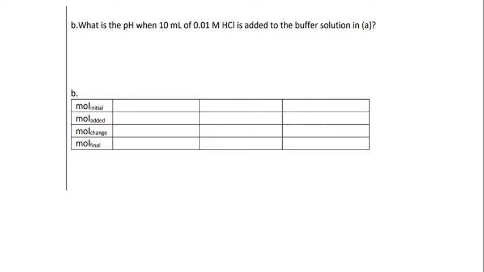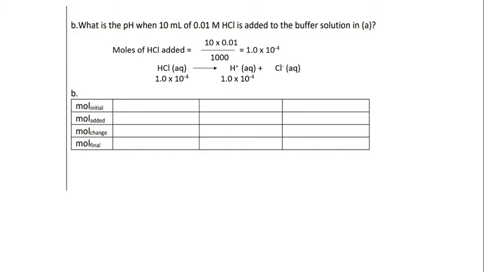Question B, what is the pH when 10 ml of 0.01 molar HCl is added to the buffer solution in A? To solve this question, we must first know how many moles of HCl are added. So, we use the formula MV divided by 1000, 10 times 0.01 divided by 1000, and we will get 1 times 10 to the power of negative 4. Then, we write the dissociation equation for HCl and we can see here that 1.0 times 10 to the power of negative 4 moles of H plus is added.